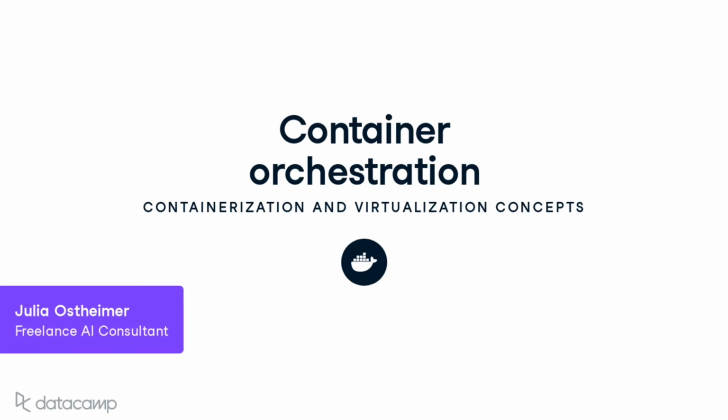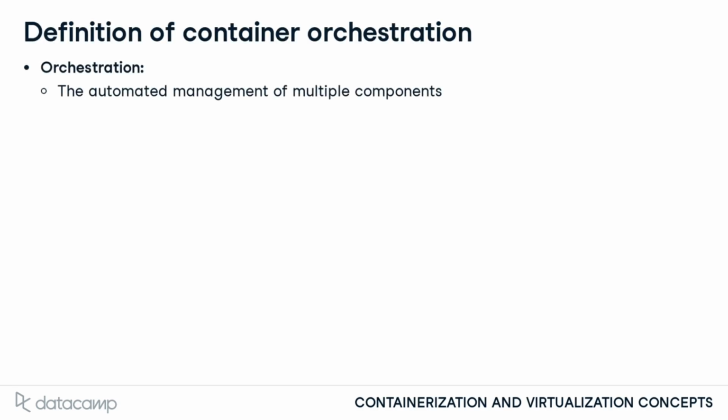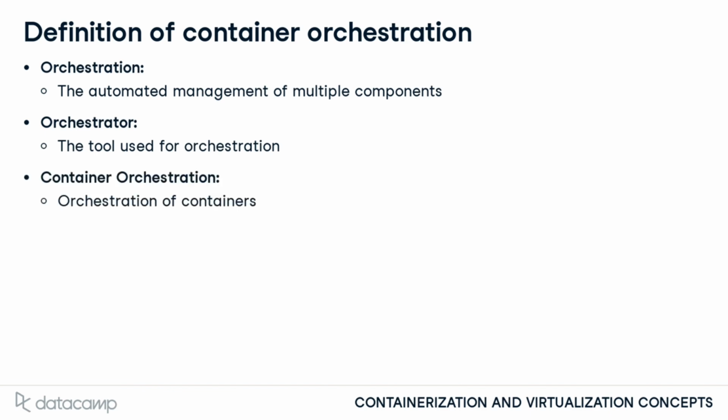Now that we're familiar with Docker and managing individual containers, what if we're dealing with applications that require multiple containers? This is where container orchestration comes in. Orchestration is the automated management and coordination of multiple components or services, such as containers. The tool used for orchestration is called an orchestrator. And container orchestration is the orchestration of containers.